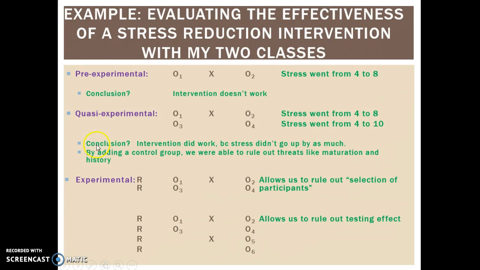If then you went from quasi-experimental to experimental by adding random assignment, that would allow you to rule out even more extraneous factors. So it would allow you to rule out selection of participants, because now people would be randomly assigned to the treatment and the control group. And then if you went one step further still and you would use the Solomon 4 group design, again, still experimental, that would allow you to also rule out the testing effect. So again, by going from least to most rigorous research design, it allows you to rule out more and more of those threats to your internal and external validity.